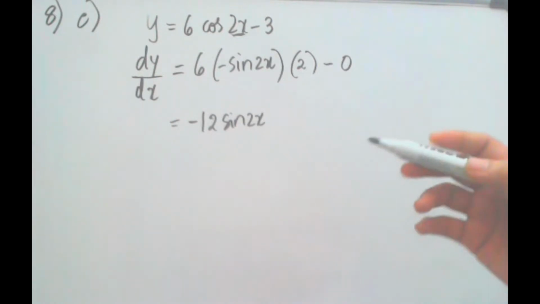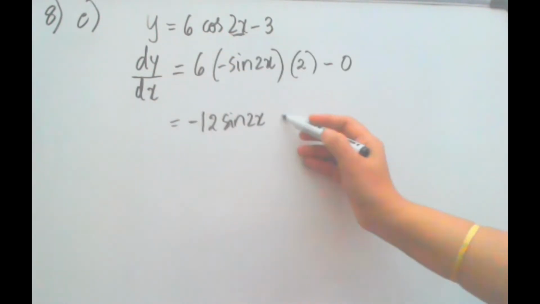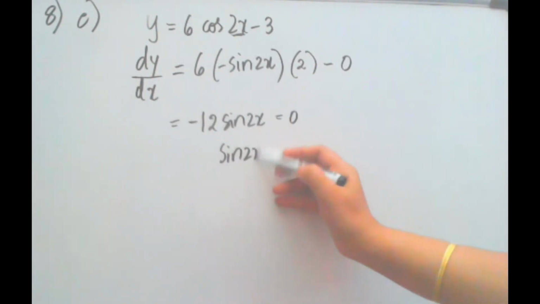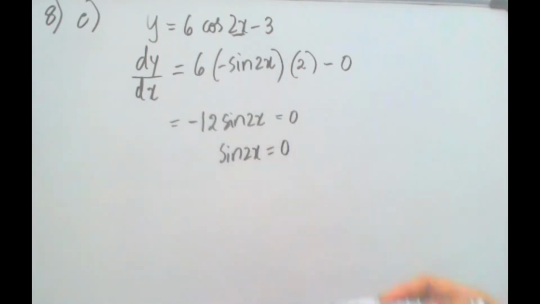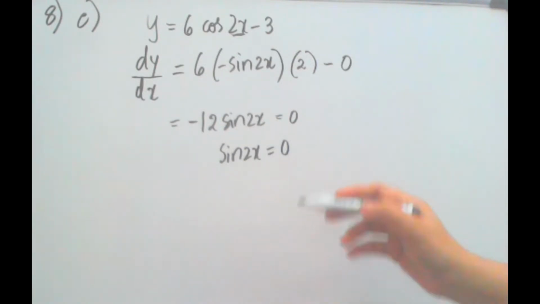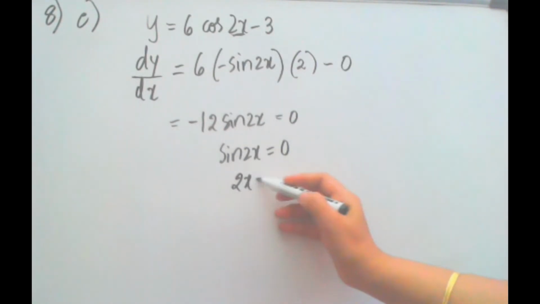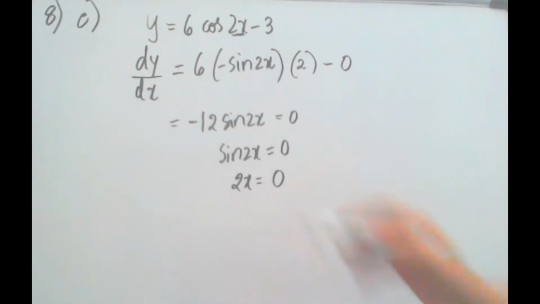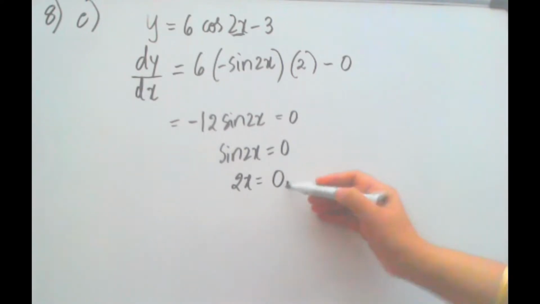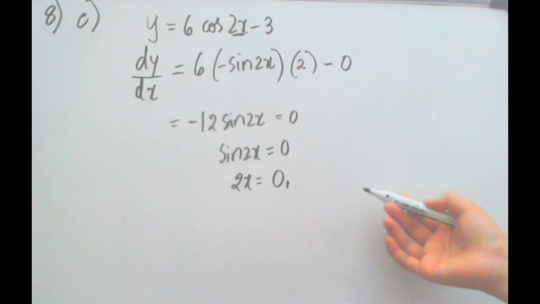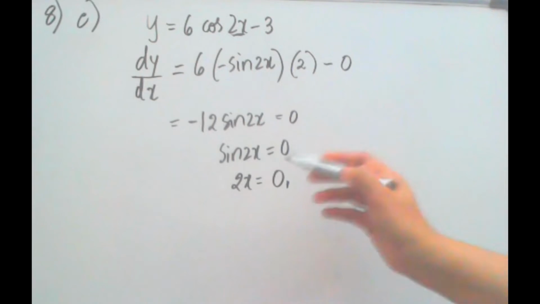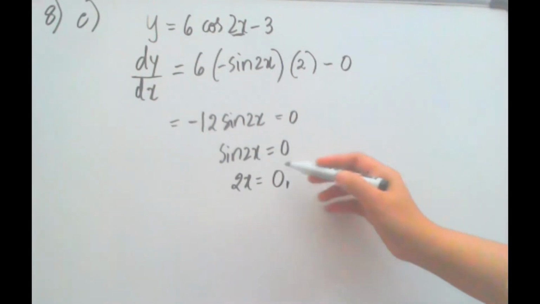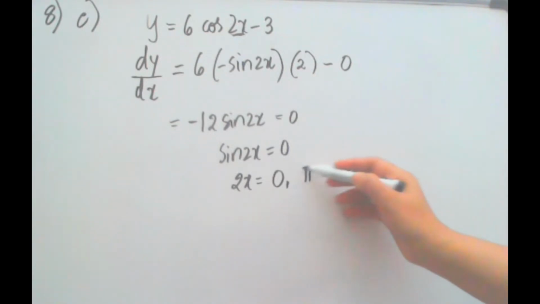Now the stationary points are the ones where dy by dx goes to 0. That means this expression going to 0. So sine 2x is 0 because 12 cannot be 0. So sine 2x is 0. This gives us the value 2x is equal to sine inverse of 0, and the first value, the calculator value, which is the principal value, is 0. Then how do we find the second value? You just do 180 minus the first value. So 180 minus 0 or pi minus 0. 180 or pi is same. The second value is pi.